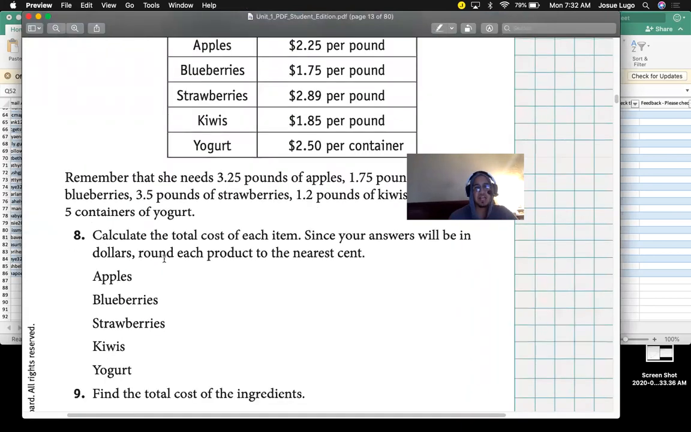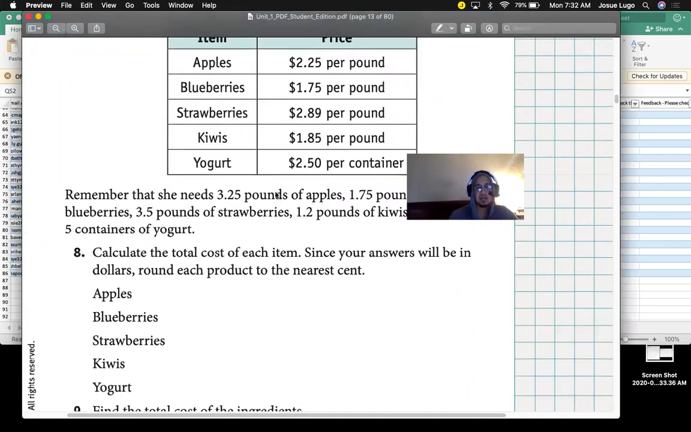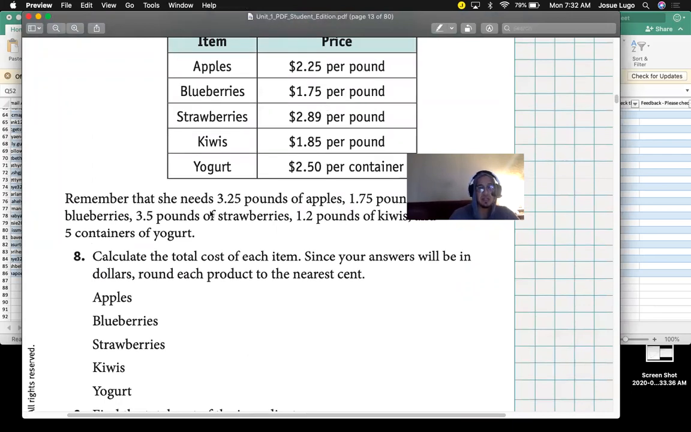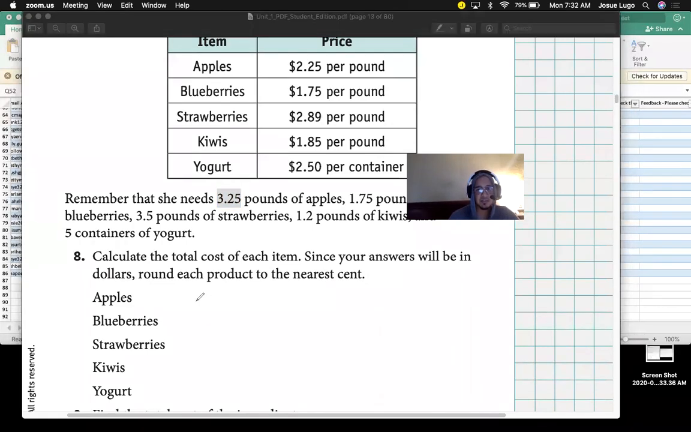For example, for the apples, we know the cost is 2.25 per pound, and we need 3.25 pounds. So I need to multiply. This is 8A on Schoology. It doesn't matter which goes on top because they have the same number of digits: 3.25 times 2.25. Notice how your final answer is going to have 4 numbers behind the decimal place. Why don't we just do this first one together?